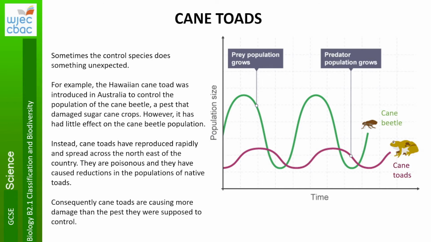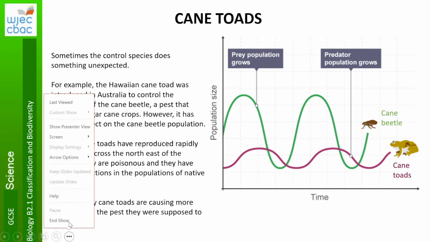However, it had very little effect on the cane beetle population totally, and instead the cane toads have reproduced rapidly, and they've spread across the northeast of the country. They are poisonous. They've caused reduction in the populations of the native toads, the ones that normally live in Australia, because they are competing with them for space and for food. And these cane toads are causing more damage than the pest they were supposed to control.